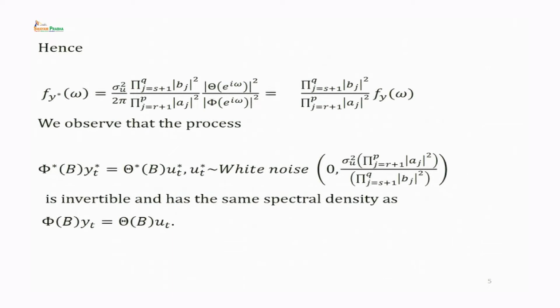y star we have the spectral density f y star omega equal to sigma square u upon 2 pi, product j equals s plus 1 to q of mod b j squared divided by product j equals r plus 1 to p of mod a j squared. We get this term, and then in the numerator we get mod theta e to the power I omega squared divided by mod of phi e to the power I omega squared. Then this term gives you, now this term along with sigma square u upon 2 pi gives you f y omega.